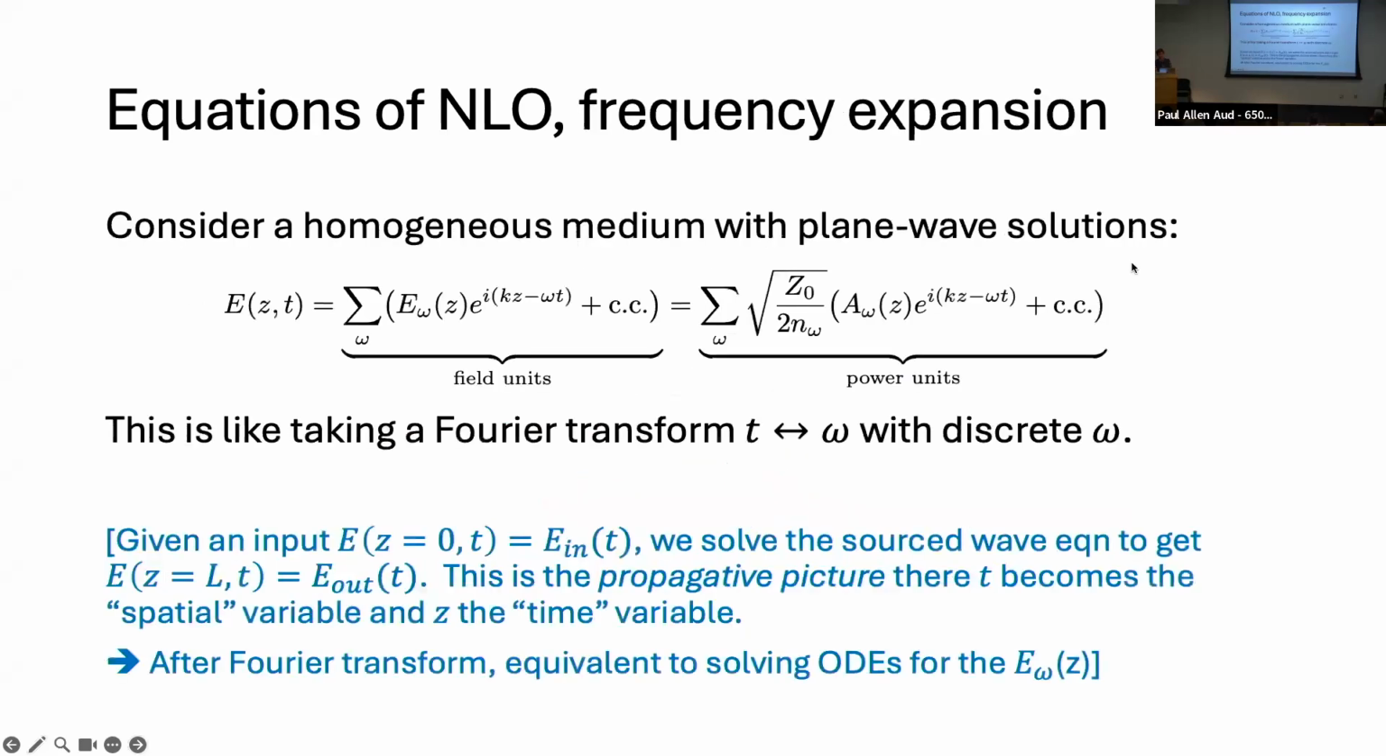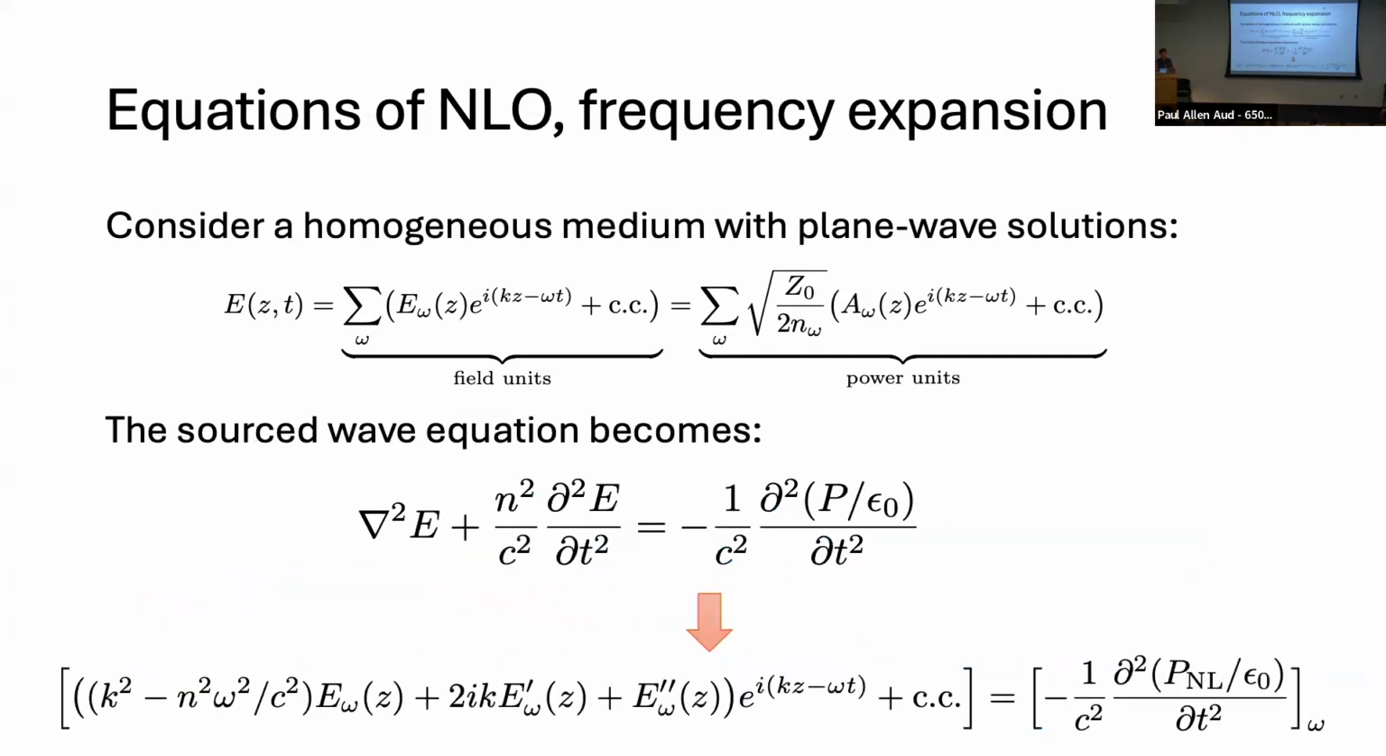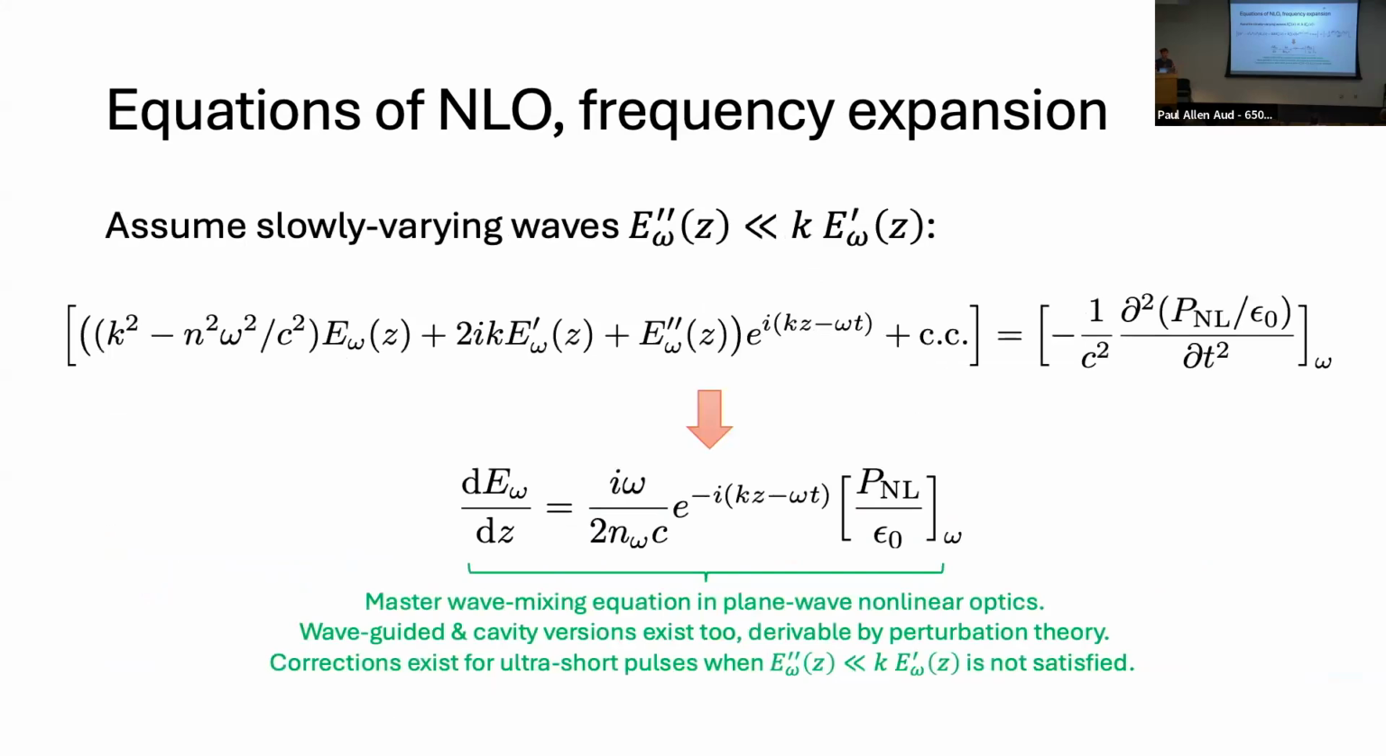So there's some math involved to this. I'm just here giving the equations for plane wave interactions. But if you go through the math, and make a couple of assumptions, you get what I like to call a master wave mixing equation for plane wave nonlinear optics. So here you have the evolution of a particular optical frequency term, which is going to be a product of three things.